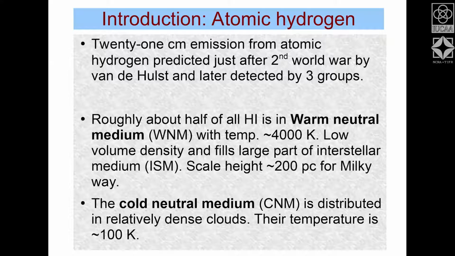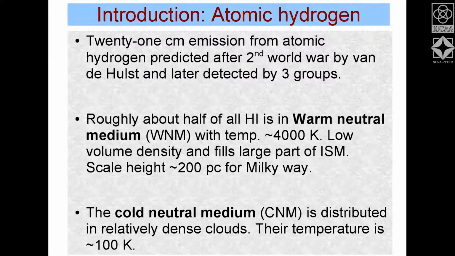So the other thing is the cold neutral medium is distributed in relatively dense clouds, and their temperature is roughly known to be 100 Kelvin. Note that already there are two phases we are talking of in the hydrogen itself, the neutral hydrogen. One part is the warm neutral medium, whose temperature, as I mentioned already, is something like 4000 Kelvin, whereas the cold neutral medium is distributed in relatively dense clouds and their temperature is 100 Kelvin, so about 40 times lower. So that is the difference: they are much colder and their density is much higher.